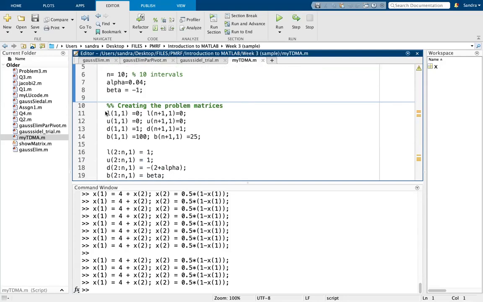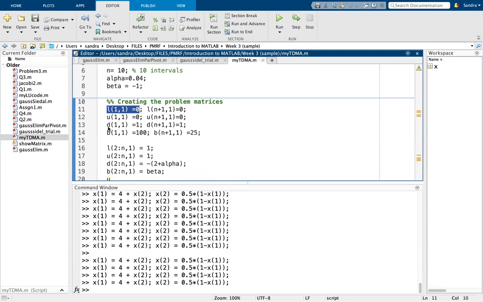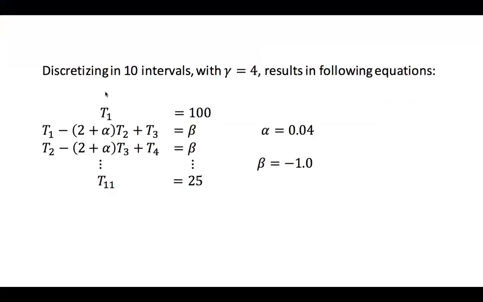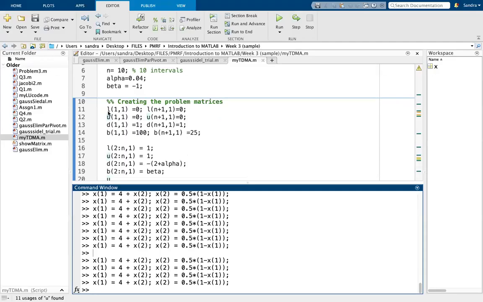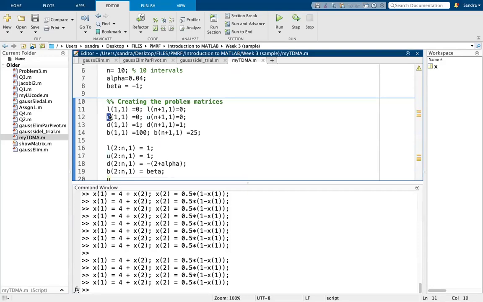So I'm taking L11, that is in the lower diagonal. The first entry is 0. There is only D11. There is no L11 and there is no U11. So if you see here, this is D11. Do you have a lower triangular matrix in the first row? No. Is there an upper triangular? No, it's not there. So L11 is equal to 0, U11 is also equal to 0, but D11 something is there.